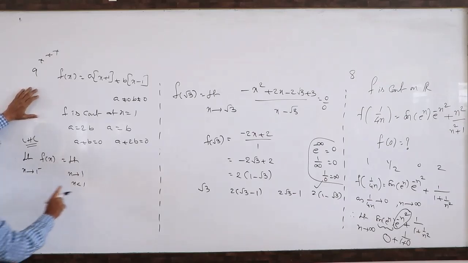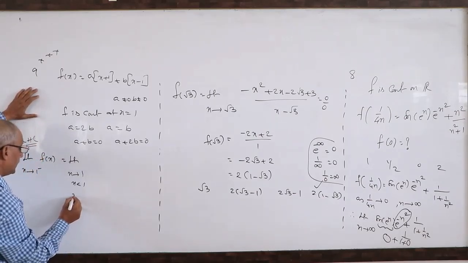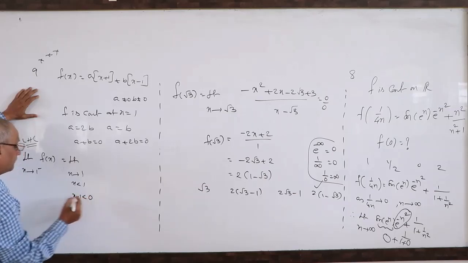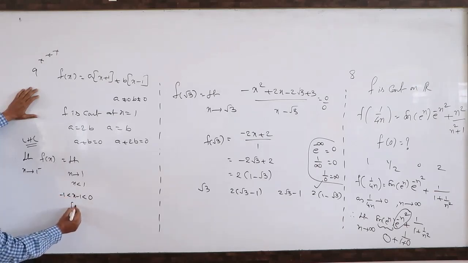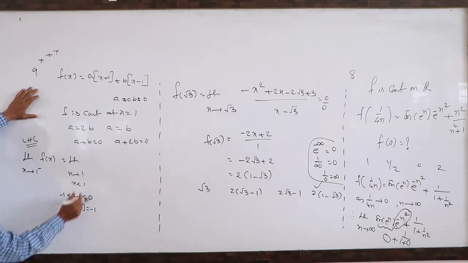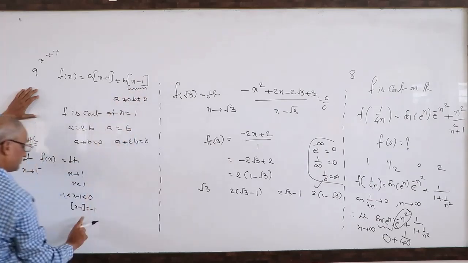What is the procedure? X less than 1, so x minus 1 is negative, less than 0. When it is less than 0, what is its next immediate left hand side integer? Minus 1. In this case, what is the step value? Minus 1. Okay? Now we have decided here, this value is minus 1.